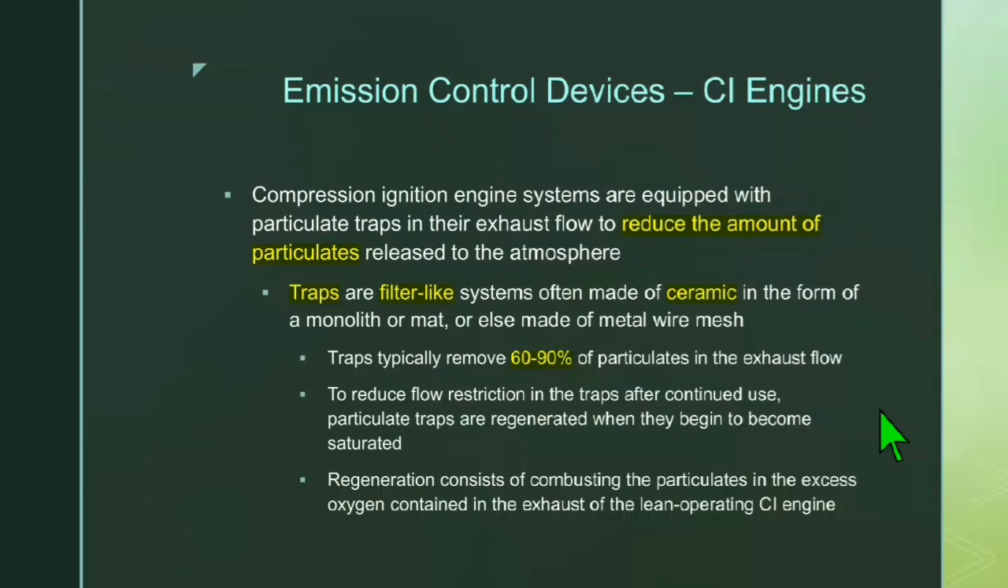To reduce flow restriction in the traps after continued use, particulate traps are regenerated when they begin to become saturated. Regeneration consists of combusting the particulates in the excess oxygen contained in the exhaust of the lean operating CI engine.